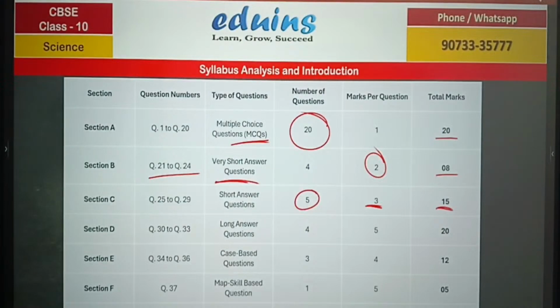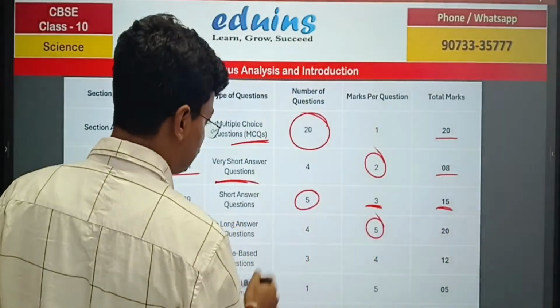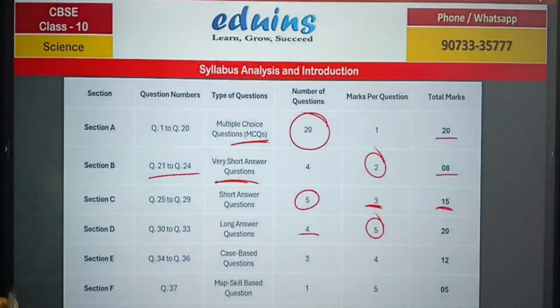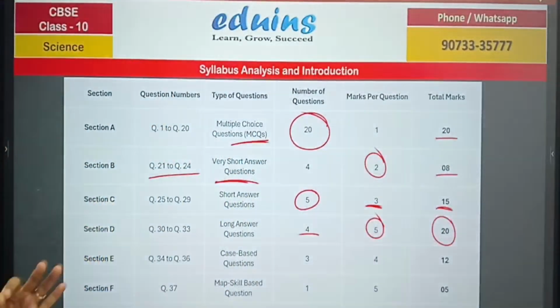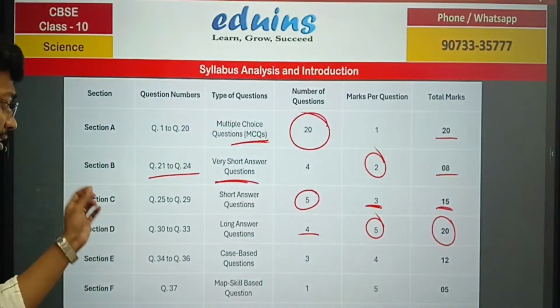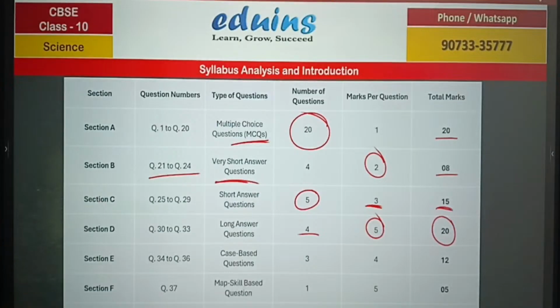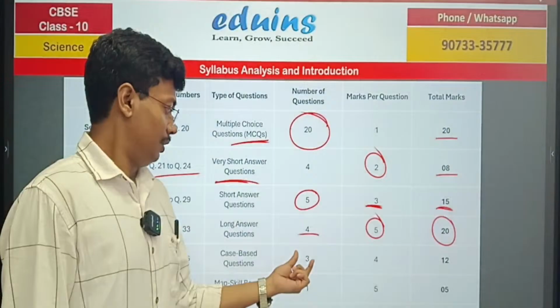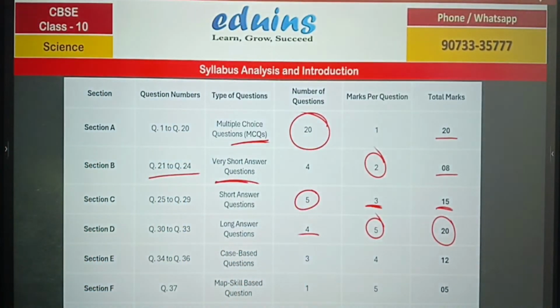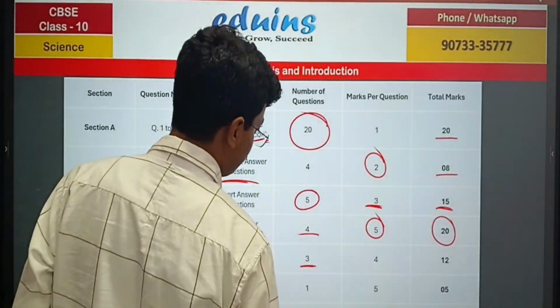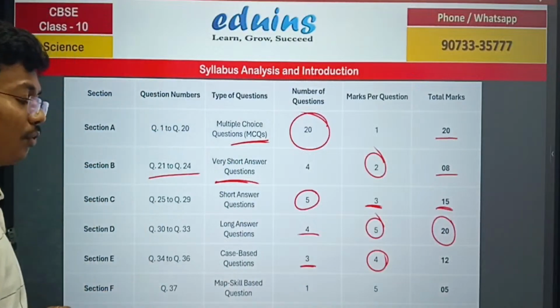Next, section D, that is long answer questions. Each question carries 5 marks and you will get 4 questions, which carry an overall 20 marks. Next, questions 34 to 36, you will get 3 questions, and each question carries 4 marks.